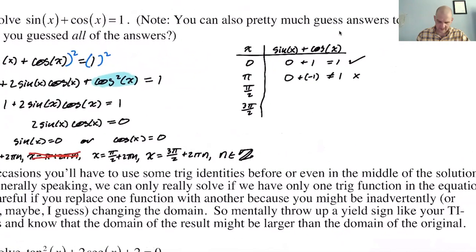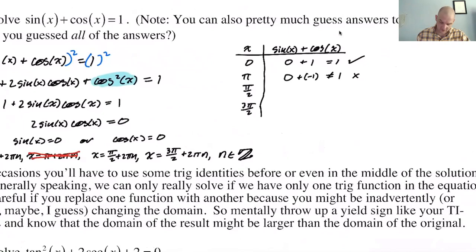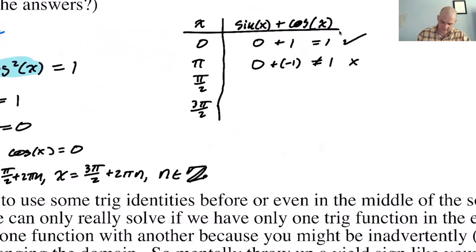A lot of stuff going on. In this case, we changed the degree and things went poorly. Sine of pi over 2 is 1, cosine of pi over 2 is 0, so this does equal 1, so that's good. Sine of 3 pi over 2 is -1. Cosine is 0, but this does not equal 1, so this is out.